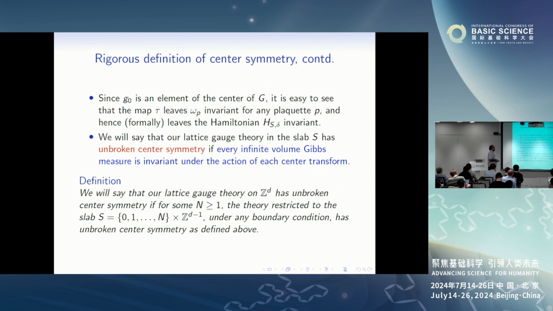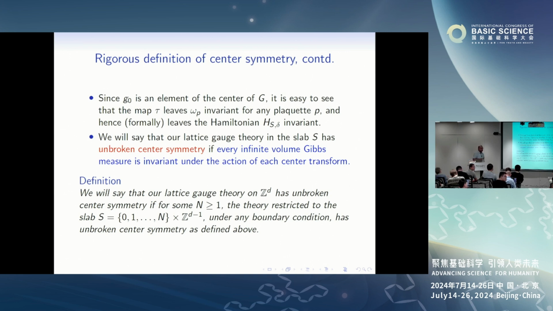Okay, so we will say that our lattice gauge theory on Z^d has unbroken center symmetry if for some n the theory restricted to this slab under any boundary condition has unbroken center symmetry. So unbroken center symmetry, as I defined, is only on a slab. Now I want to say what is unbroken center symmetry for the whole theory, and I define it to be: for some n, the slab {0,1,...,n} times Z^(d-1) has unbroken center symmetry as defined above under any boundary condition. Okay. So that's my definition of unbroken center symmetry, and it's very close to what the physicists do with what are called Polyakov loops, and I will come to that later on, where they take, again, a slab like this, but they don't quite take a slab, they take a periodic boundary condition, and they define it in terms of a periodic boundary condition.